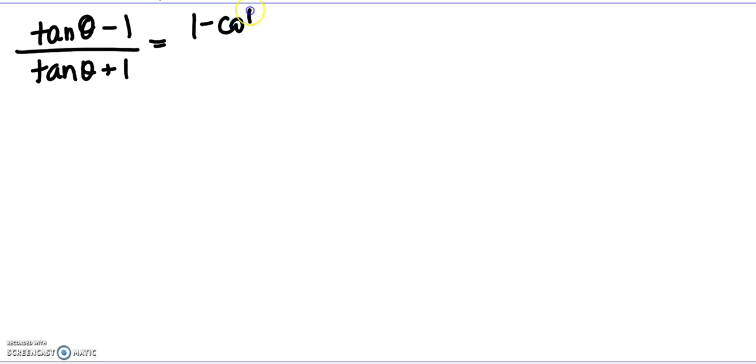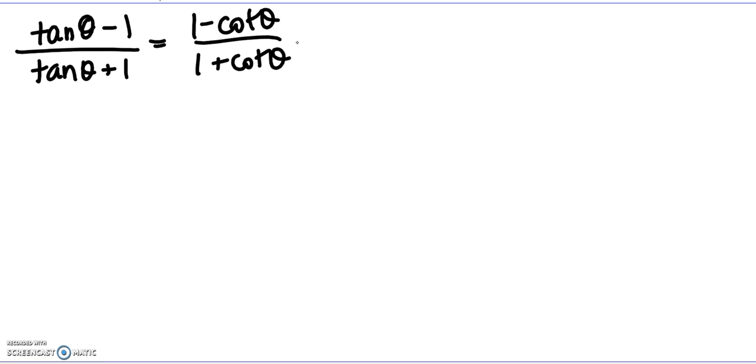All right, so we left off with these two challenge problems. So I'm going to write this out just so I have some space to work. Tangent of theta minus 1 over tangent of theta plus 1 is equal to 1 minus cotangent of theta over 1 plus cotangent of theta. So thinking about this one, really neither side is necessarily easier or harder to work with.